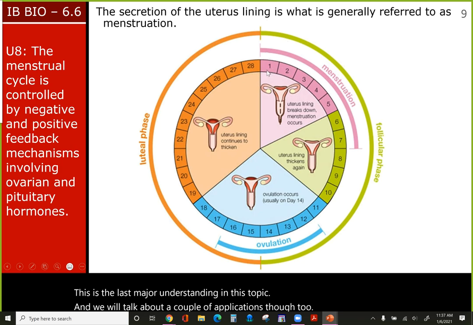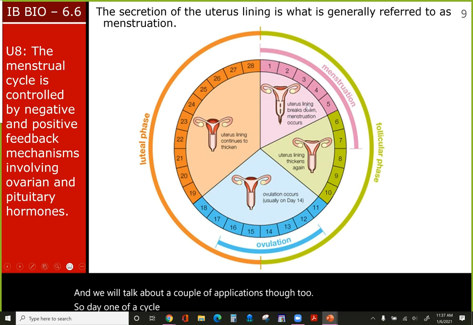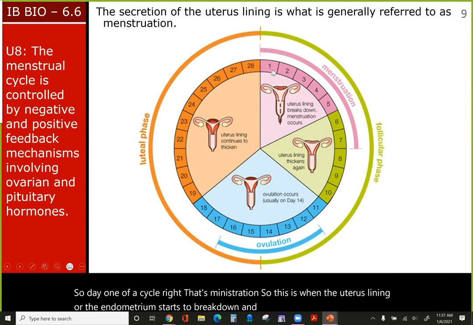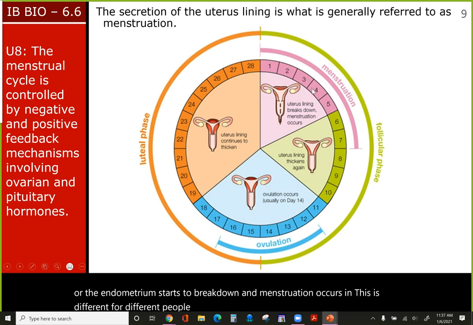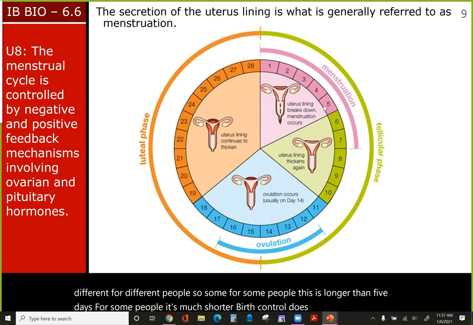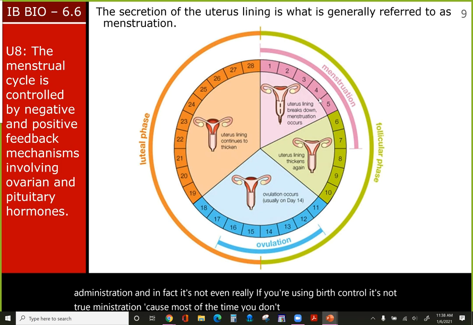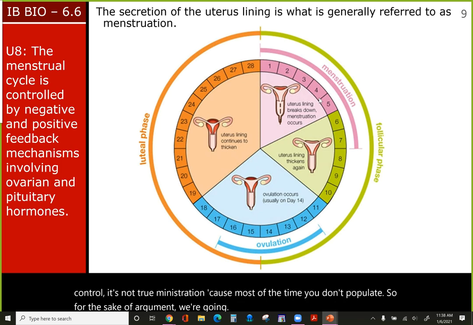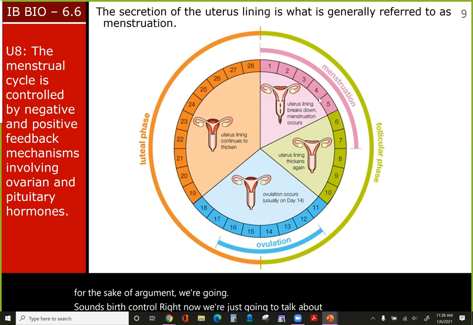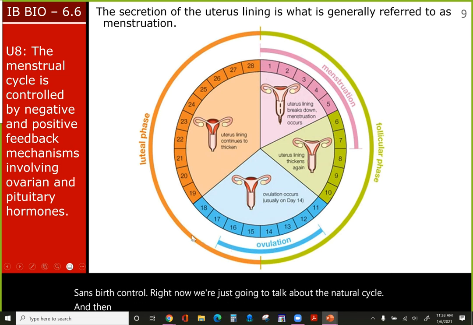So day 1 of a cycle, right? That's menstruation. So this is when the uterus lining, or the endometrium, starts to break down and menstruation occurs. And this is different for different people. So for some people, this is longer than 5 days. For some people, it's much shorter. Birth control does affect the length of menstruation. And in fact, if you're using birth control, it's not true menstruation because most of the time you don't ovulate. So for the sake of argument, we're going sans birth control right now. We're just going to talk about the natural cycle. And then these numbers are the days. And we'll talk about the major phases.